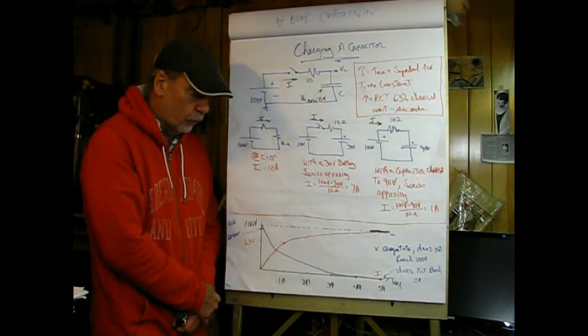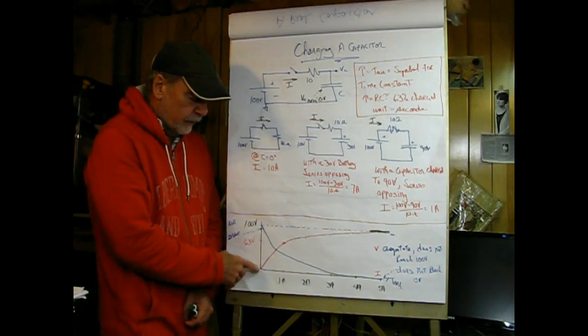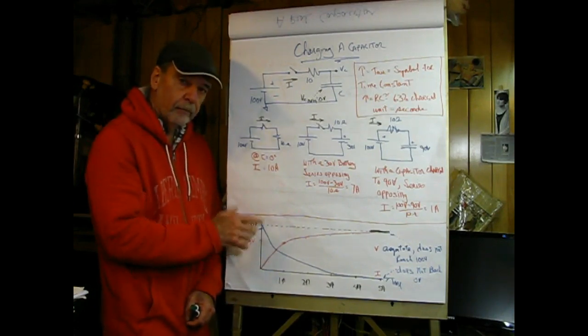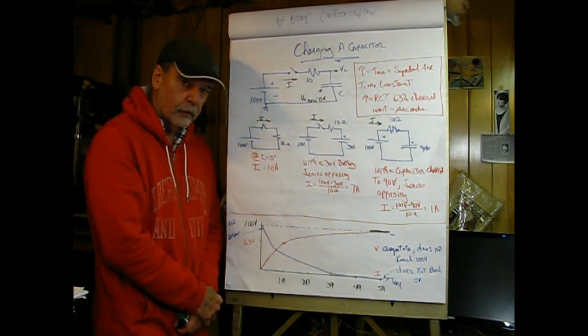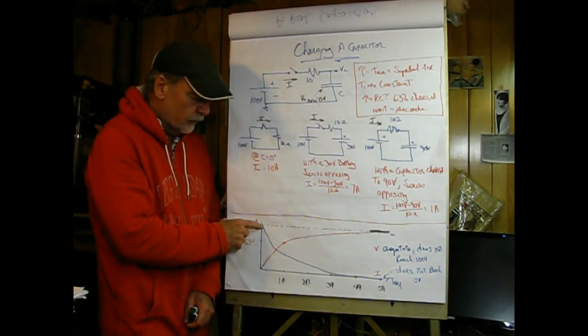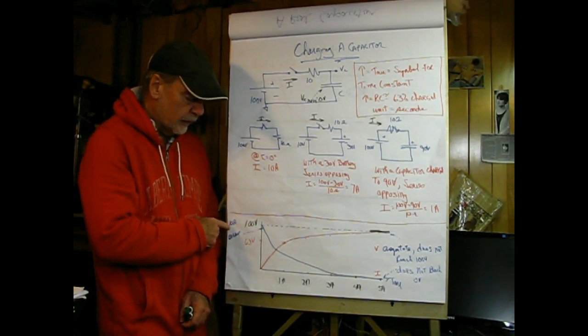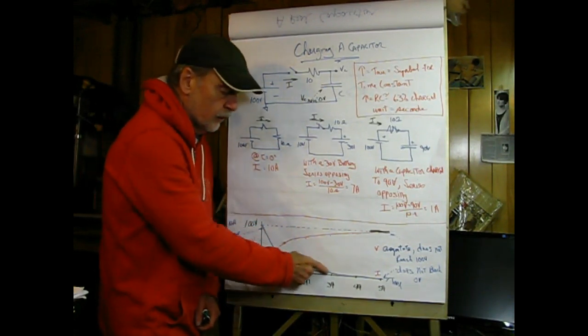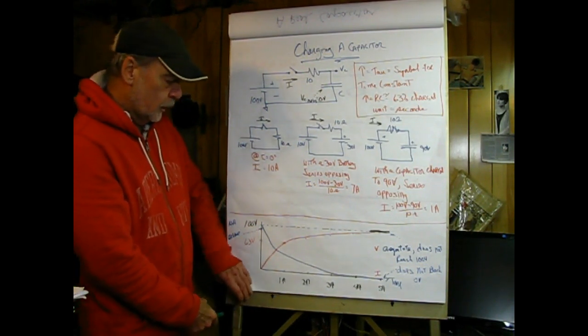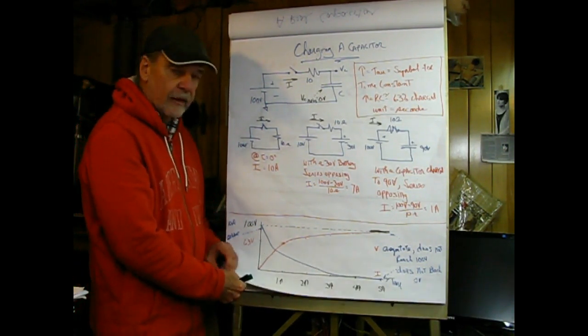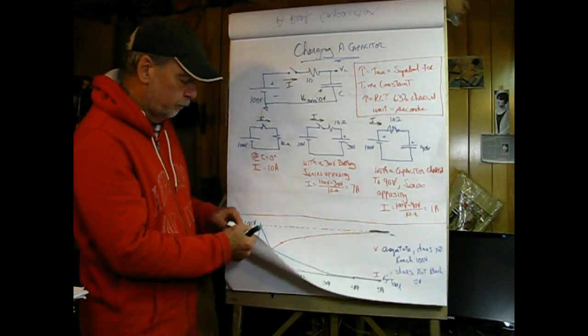Also what we see is the current decaying asymptotically towards 0. As the capacitor voltage approaches 100 volts, the net difference voltage across the resistor is approaching 0. So the current starts out at its maximum here, which would be 10 amperes, and then decays asymptotically toward 0. So both the voltage and the current have asymptotic behaviors.